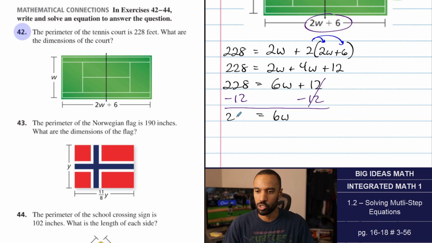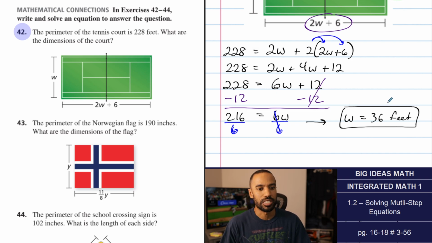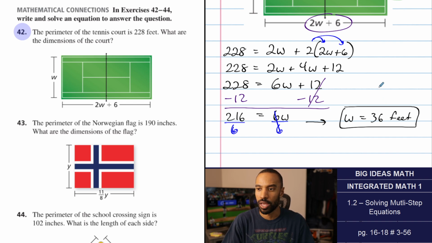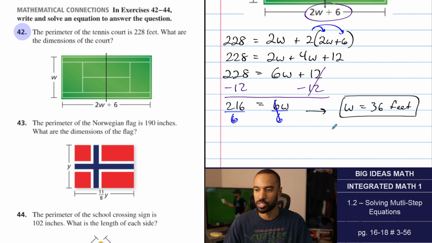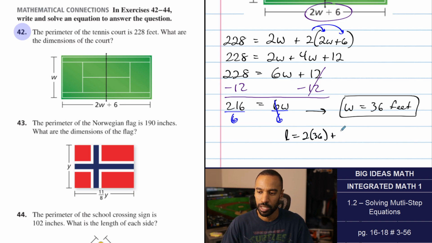6w equals 216. Divide both sides by 6, and w equals 36. W equals 36 feet. 36 feet of width. They asked, what are the dimensions of the court? Dimensions include width and length. Now, length must be the other dimension. If length is 2w plus 6, length is 2 times 36 plus 6.